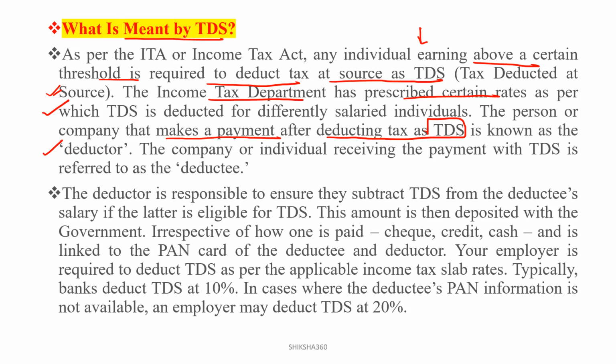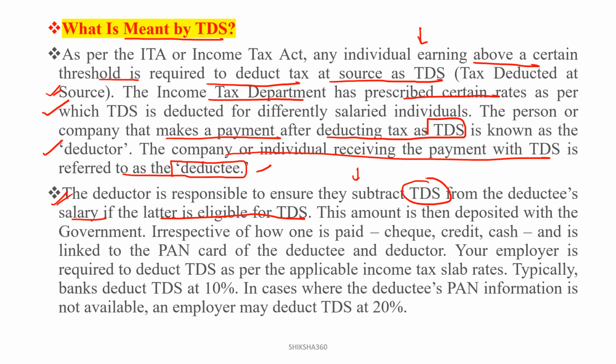The company or individual. Clear? Next point here, that is the company or individual receiving the payment with the TDS. Clear? The company or individual receiving the payment with the TDS is referred to as the deductee. Clear? So here the deductor, that is the company, is responsible to ensure that they subtract TDS from the deductee's salary if the latter is eligible for TDS. This amount, then where they have to deposit, that is to the government.